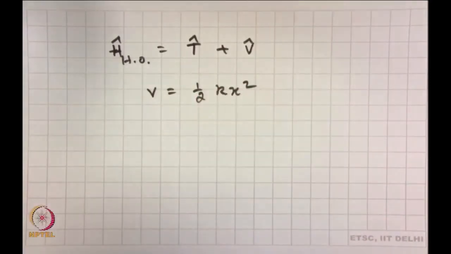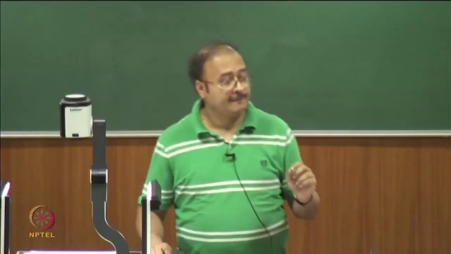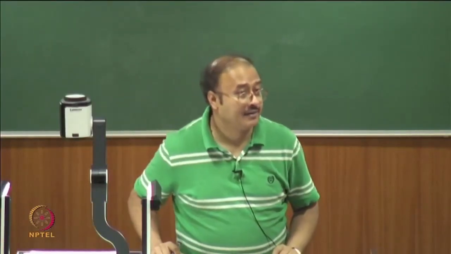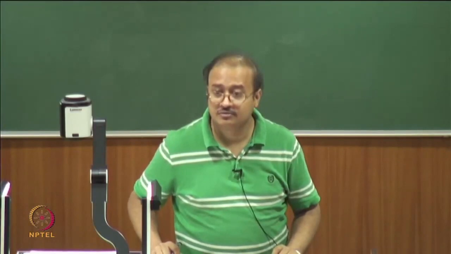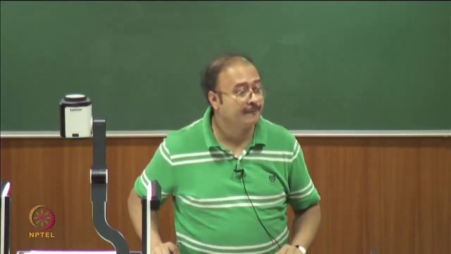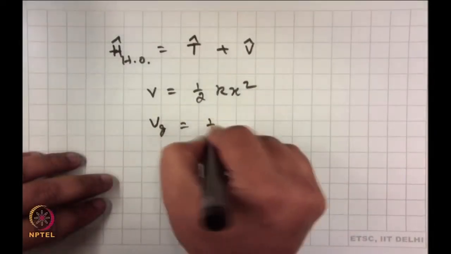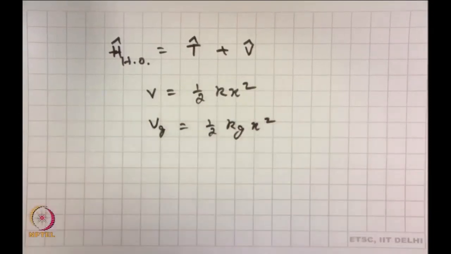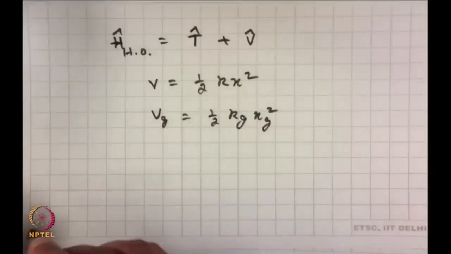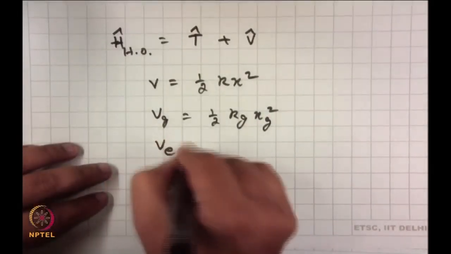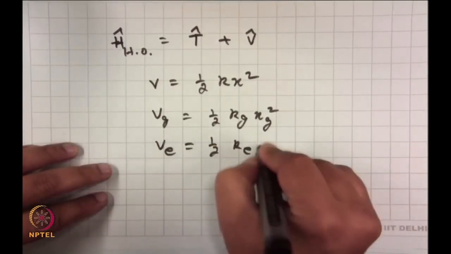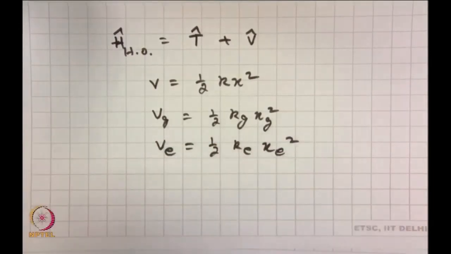Half kx square, where x is the amount of change you do from the equilibrium position, right. Okay, now tell me this. If I am doing an ethylene transition, one electron goes to the antibonding. In the ground state, V ground would be half k ground x squared, right. Okay. Let this be xg. V excited would be half k excited x excited squared.